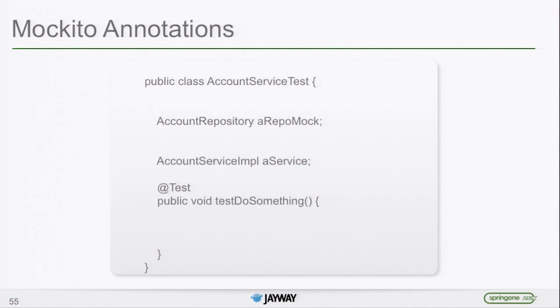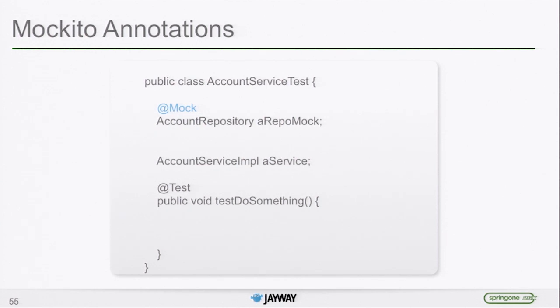So imagine you would like to test your account service impl class here. The account service impl has a dependency on an account repository. But now we would like to mock away that dependency so we can test the application logic within the account service. So the Mockito way of doing this is that you create a mock object of your account repository. And that is simple by just adding @Mock.